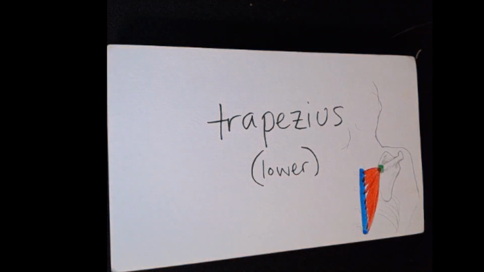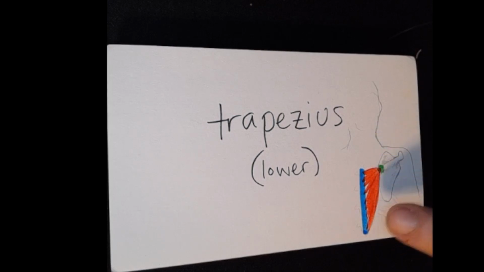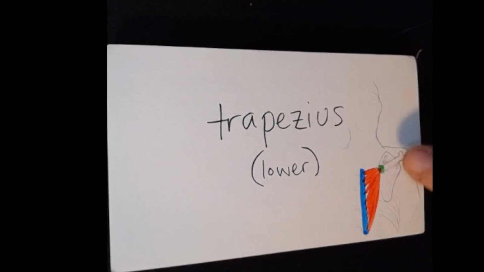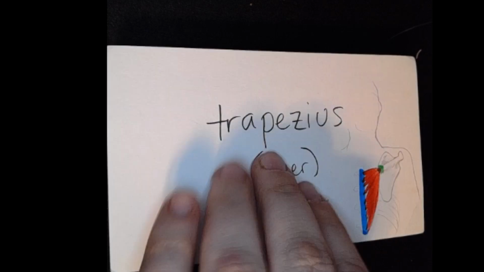Lower trapezius. Origin: spinous processes of middle and lower thoracic vertebra. Insertion: base of the scapular spine. Action: scapular depression and upward rotation. Innervation: spinal accessory, cranial nerve 11, C3 and C4 sensory component.